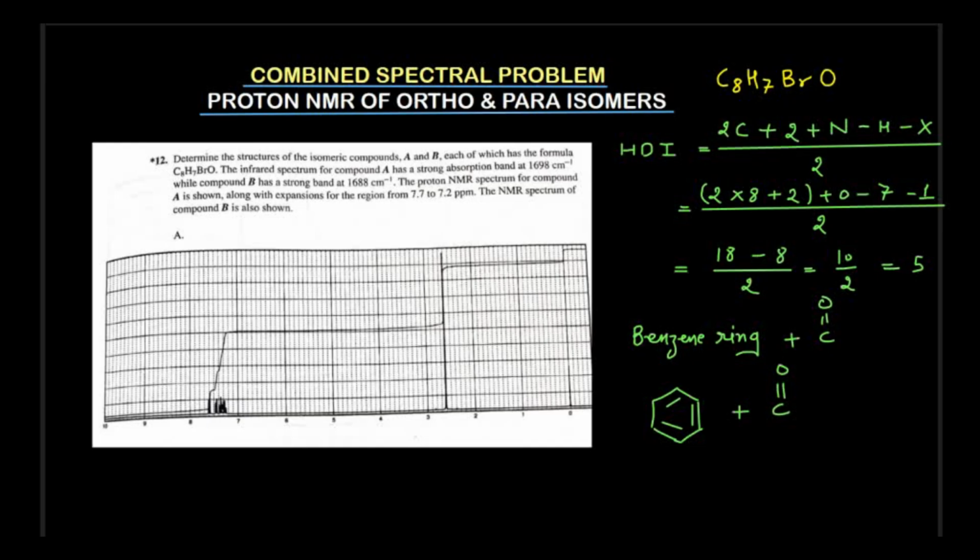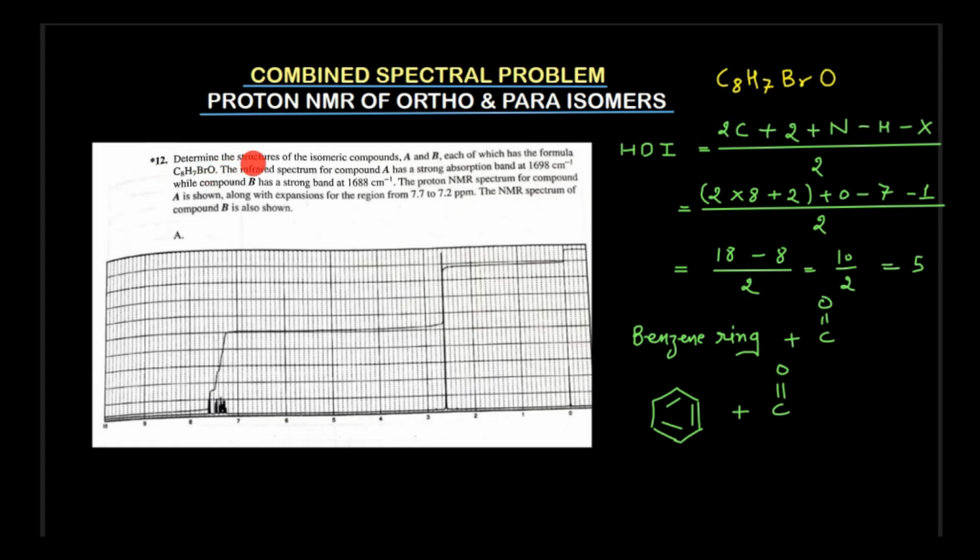So in the combined spectral problems, today I am going to solve yet another problem from the book Spectroscopy by Pavia, Lampman and Kriz. This is problem number 12 from the chapter Combined Spectral Problems, and this question was actually asked by one of my subscribers who was struggling to get the correct answer for this particular question. So today I am here with the solution of this particular question.